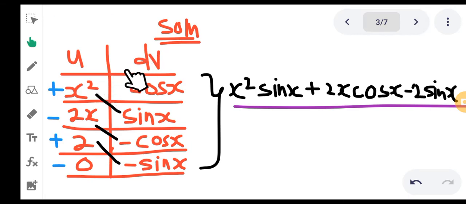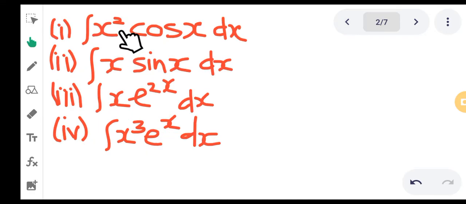Okay, so normally what we intend to do is that we make the u always equal to the one that will approach zero. So looking at this question, the one that will approach zero is x squared, easily.